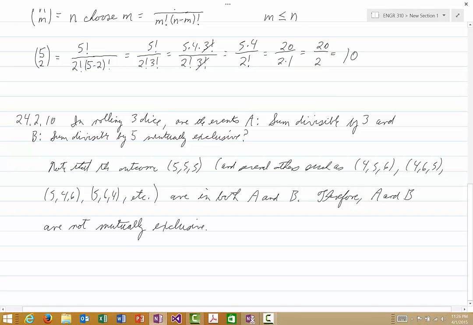Now, let me ask you a follow-up question. If we were rolling 2 dice instead of 3, would these events be mutually exclusive? In that case, the answer is yes. Because with 2 dice, as we've already seen, the first sum that is in common to both A and B would be 15, but you can't get a sum of 15 with 2 dice. And therefore, if you had only 2 dice, the events A and B would be mutually exclusive, but with 3 dice, they are not. So make sure you understand that.